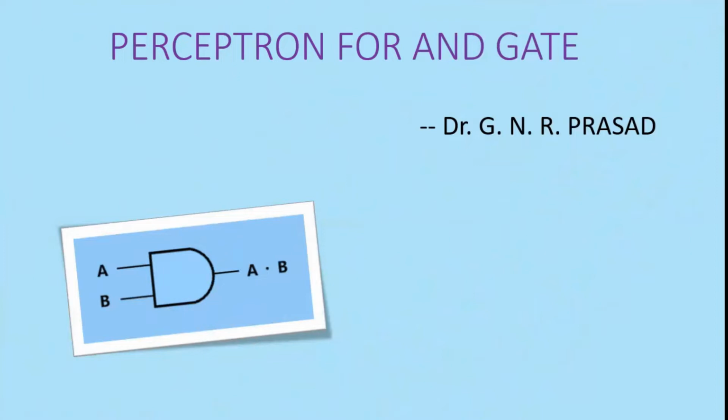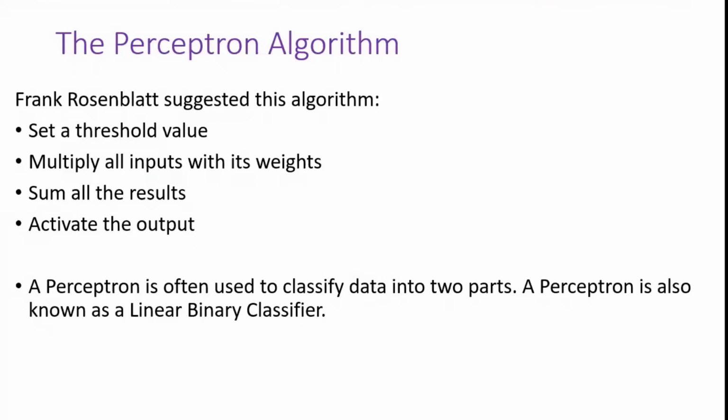In this video, we'll have a look at exactly how to represent the perceptron for the AND Boolean gate. For information, let's have a look at the algorithm for the perceptron. Frank Rosenblatt suggested this algorithm, and there are 4 steps involved in it.